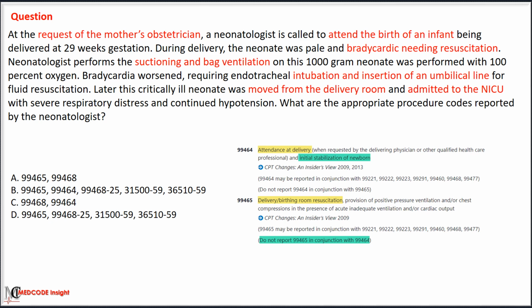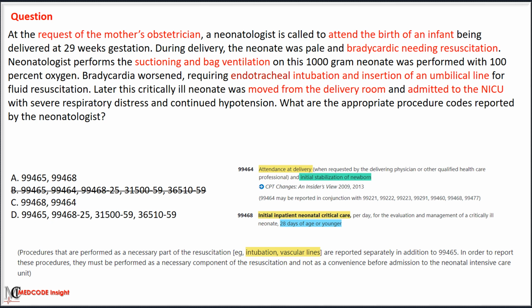In this scenario, the neonatologist resuscitates a newborn who is bradycardic and in need of resuscitation, performing suctioning and bag ventilation. First, we will eliminate option B, as we can't report delivery room attendance services in conjunction with delivery room resuscitation services. In the given scenario, the provider resuscitates a newborn in the delivery room. We will also eliminate option C, as the code 99464 is used only for the attendance at the delivery and initial stabilization of the newborn.